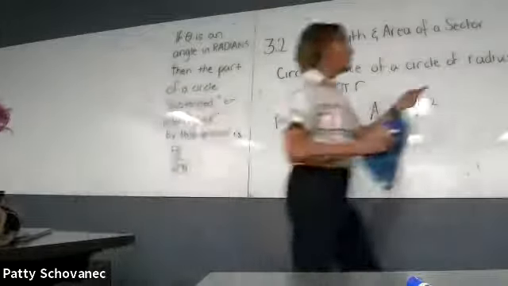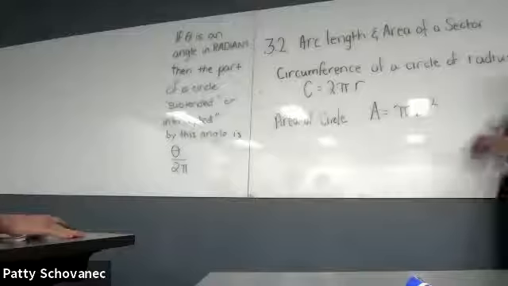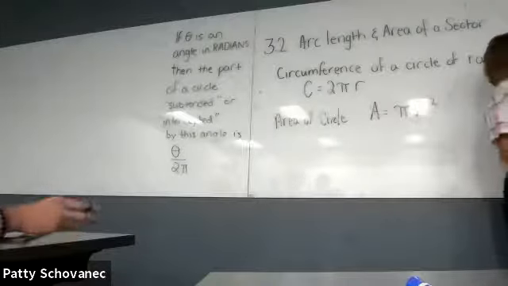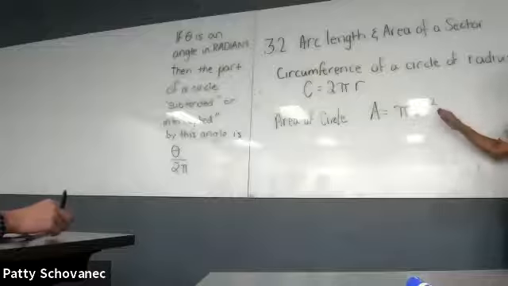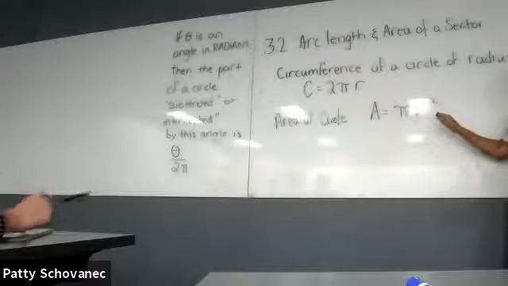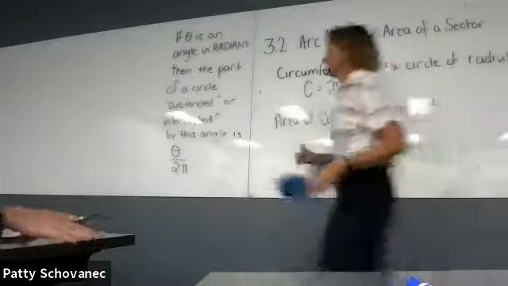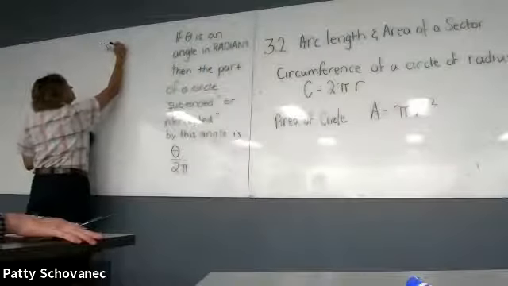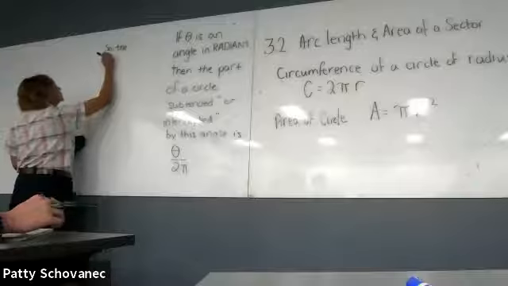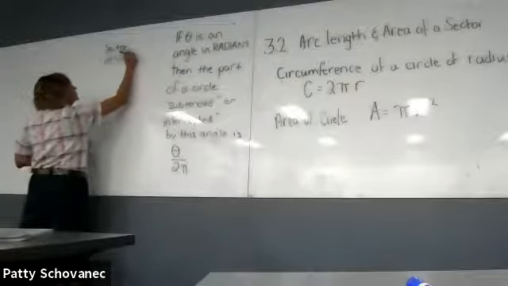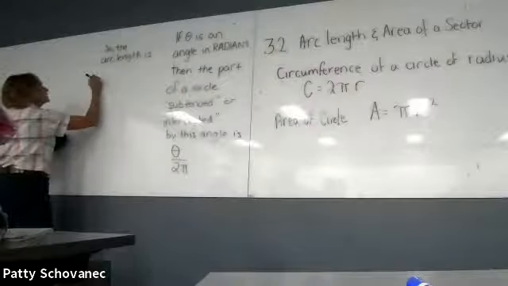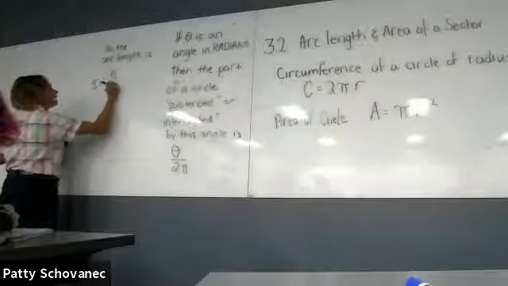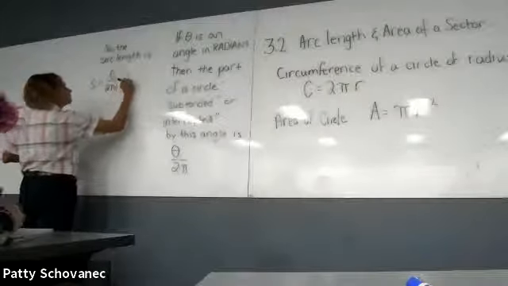And so if I want to figure out S, I just take my circumference and multiply it by theta over 2 pi. If I want to figure out the area, I take my area formula and multiply it by theta over 2 pi. So the arc length S is equal to theta divided by 2 pi of our circumference, 2 pi r.